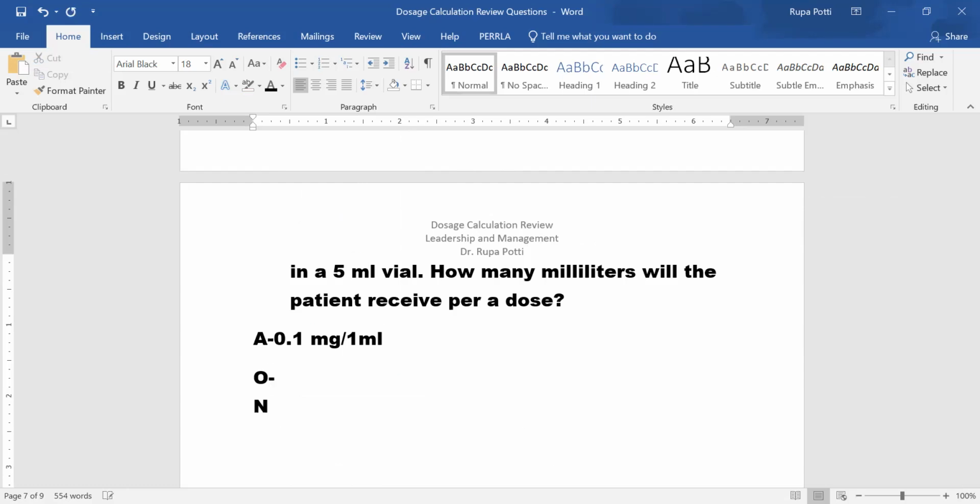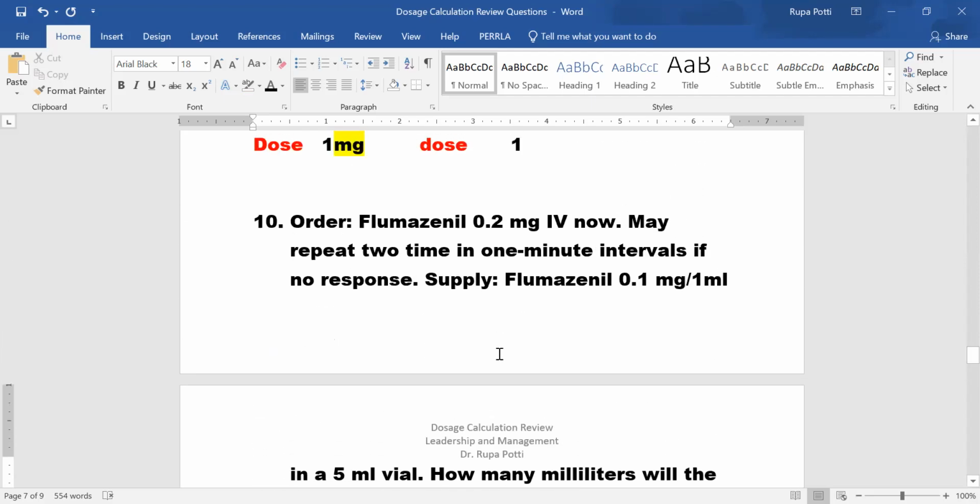Okay, the next one is order. So what is the order? So now you're supposed to give 0.2 milligrams IV. Now that means per dose, right? So you're giving a dose now when you have to give 0.2 milligrams IV now. And also you have some extra wording here. May repeat 2 times in 1 minute intervals if no response. Do you really need it, right?